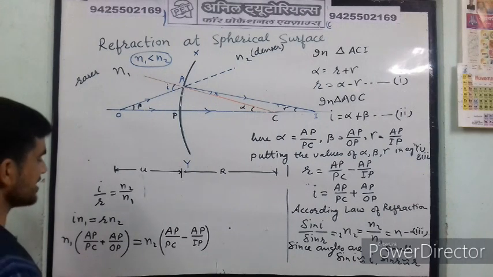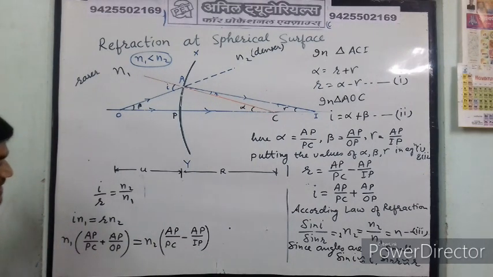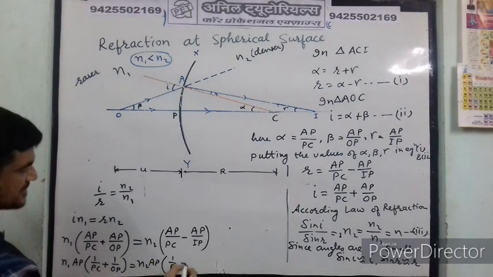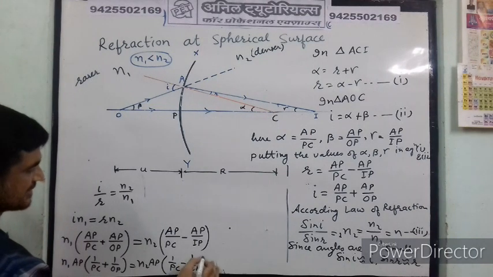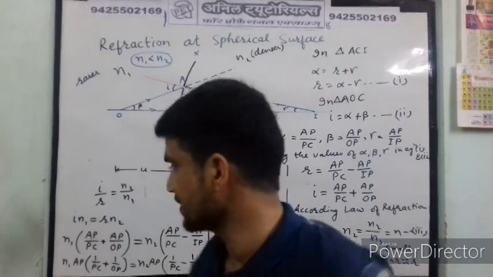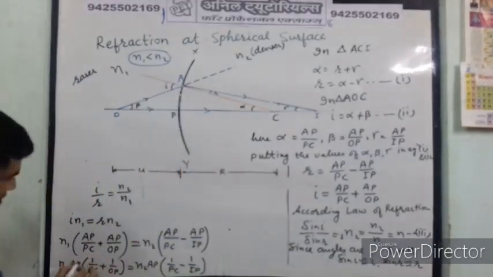See, we can take AP common, both sides AP is there. So we get N1 times (1 upon PC plus 1 upon OP) is equal to N2 times AP, (1 upon PC minus 1 upon IP). Okay, so AP will be cancelled out with AP.